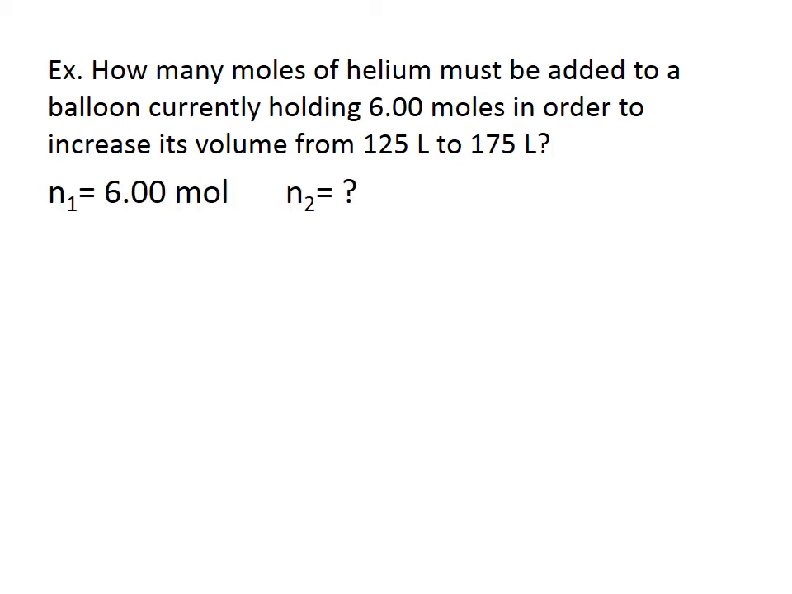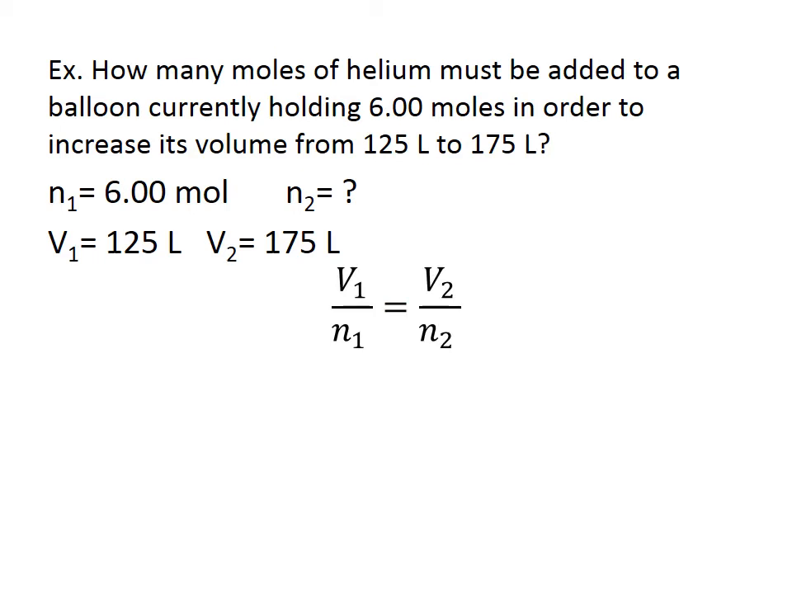So let's look at what we're given. We're given N1, which is 6.00. We don't know what N2 is. We don't know what our final number of moles must be. But we know what V1 is, and we know what V2 is. So first, we write our equation, because we're doing Avogadro's law, so that's V1 over N1 is equal to V2 over N2. Then we substitute our values into the equation and solve for N2.